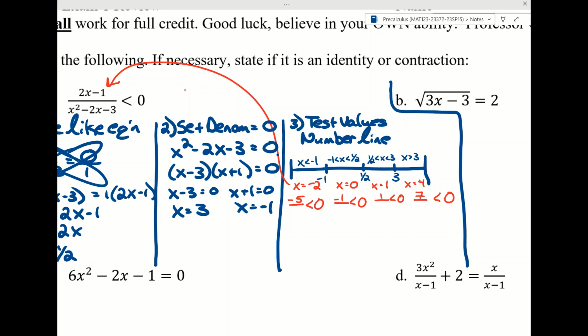So you can't do this if it's set equal to 0. You can only do it if it's greater than or less than. You could do it for both. And then I'm going to plug in for the bottom numbers. If you plug in -2 to the bottom, I'm getting 5. If you plug in 0 to the bottom, I'm getting -3. If you plug in 1 to the bottom, I get -4. And if you plug in 4 to the bottom, I'm getting 5.